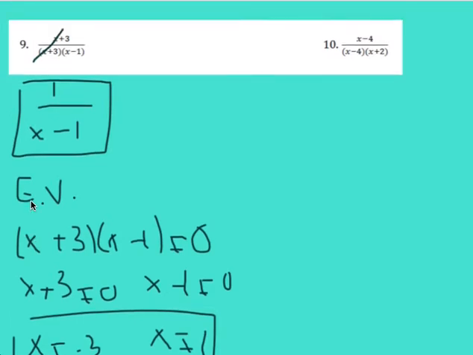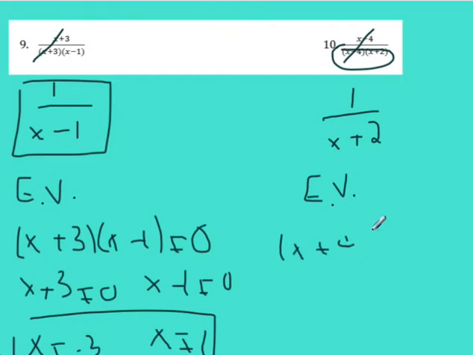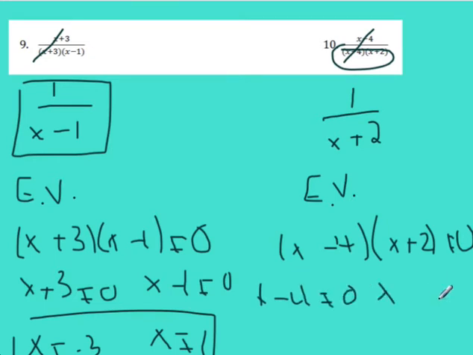Taking a look at number 10, we want to cancel out our x to the fourth. Again, that cancels out the top, so I'm putting 1 as a placeholder divided by x plus 2. Then, for our excluded values, what we want to do is we want to set our original denominator equal to 0. So x plus 4 times x plus 2. Or is it minus 4? It is minus 4. X minus 4 times x plus 2 cannot be equal to 0. So then, x minus 4 is not equal to 0, and x plus 2 is not equal to 0.